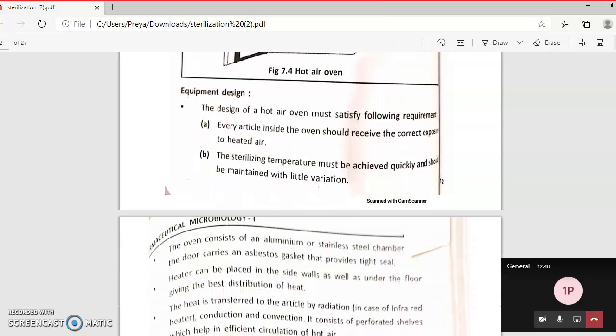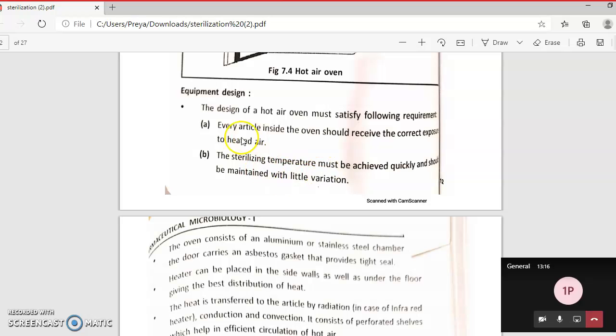Okay, now a very important requirement for the hot air oven is that each and every substance or article should receive equal exposure of the heat, right? It should not happen that when the heater is near they get maximum heat, and when the heater is far away they receive less heat, okay? Otherwise it does not lead to complete sterilization, okay?